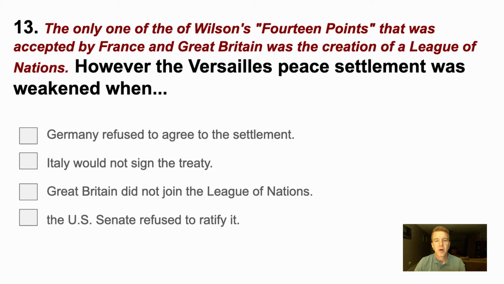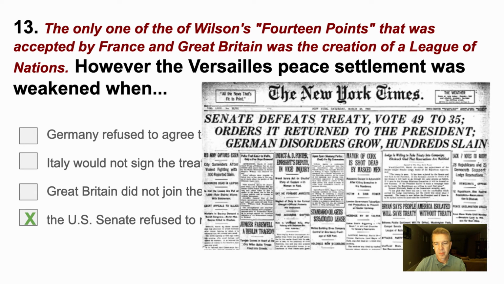The only one of Wilson's 14 points, as I said, that was accepted by France was the creation of the League of Nations. It's point 14 of 14. However, the Versailles peace settlement was weakened when the U.S. Senate failed to ratify the treaty, which means we never became a member of the League of Nations. There's the New York Times. Treaty defeated 49-35.